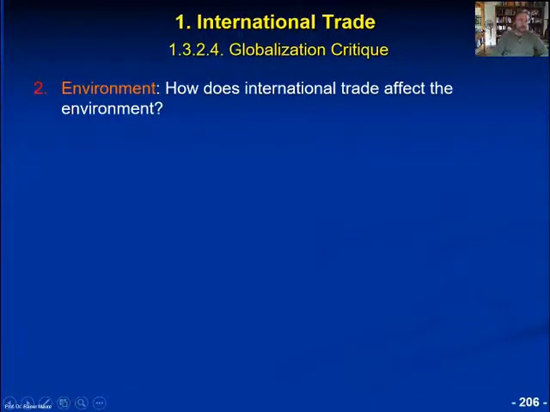The second point of the globalization critics argued that free trade exploits lower environmental protection standards in the developing countries. How does international trade indeed affect the environment?